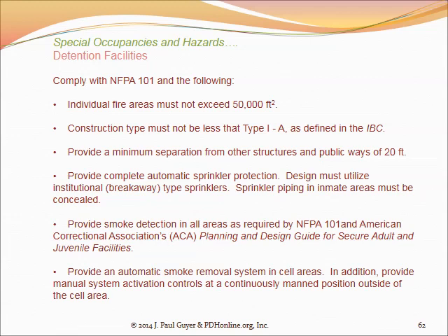Smoke detection should be provided as required by NFPA 101. And also another reference is the American Correctional Association's Planning and Design Guide for Secure Adult and Juvenile Facilities. And that is a good guide. Also, there needs to be an automatic smoke removal system in cell areas, because the strategy is that the inmates remain in their cells in the event of a fire, and so you need to have a system to exhaust the smoke from those cell areas.